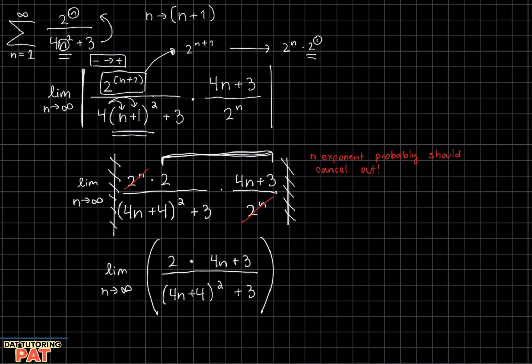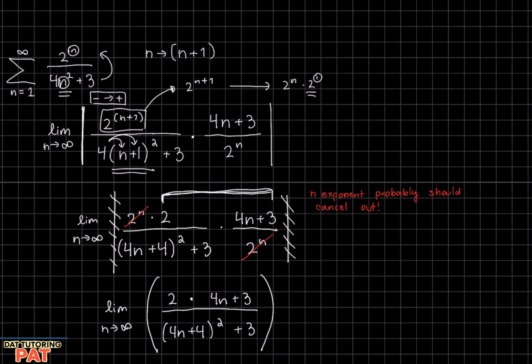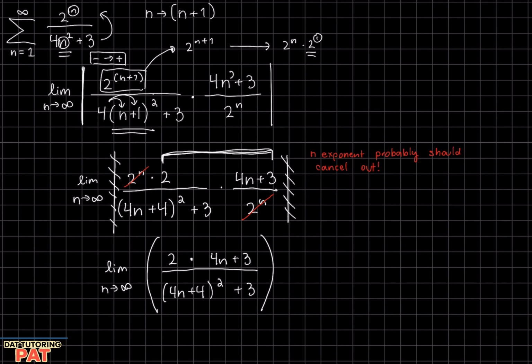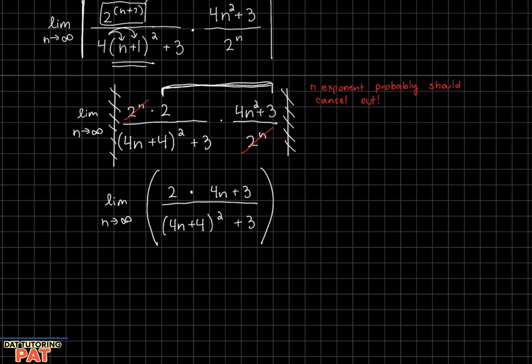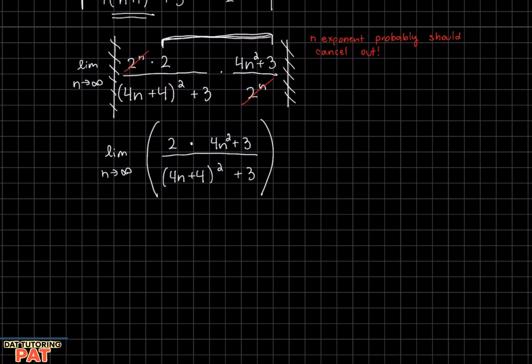All right, perfect. Did I do something wrong? I did do something wrong. This is squared. Oops. My bad on that.